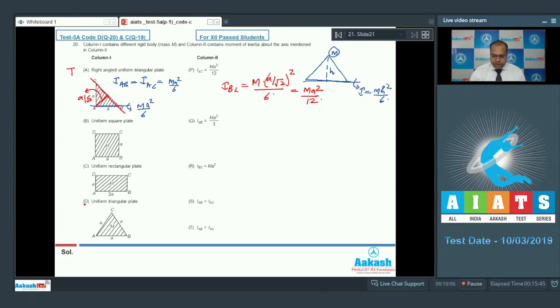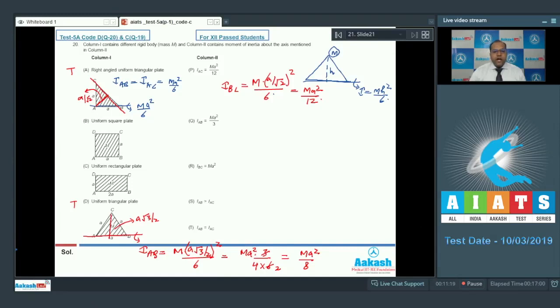Similarly, if I see the entry D, then it is a uniform triangular plate. In this case, the moment of inertia about AB can be written with the perpendicular separation a root 3 by 2, so m into a root 3 by 2 whole square divided by 6. If I solve this, it comes out to be ma square into 3 divided by 4 into 6, so this can be cancelled out. It comes out to be ma square divided by 8. Now the moment of inertia about AC or about BC are all equal. So the correct matching will be T only.